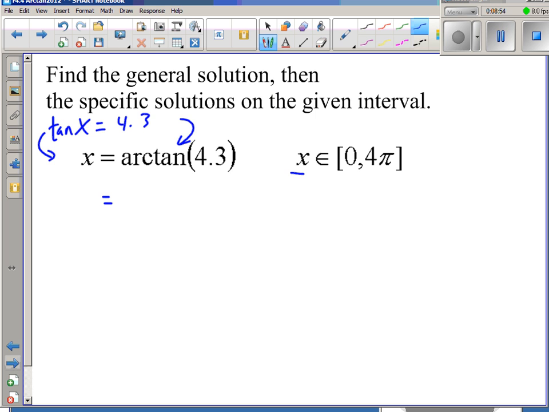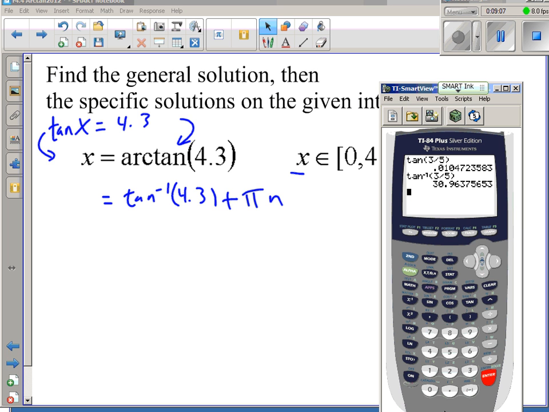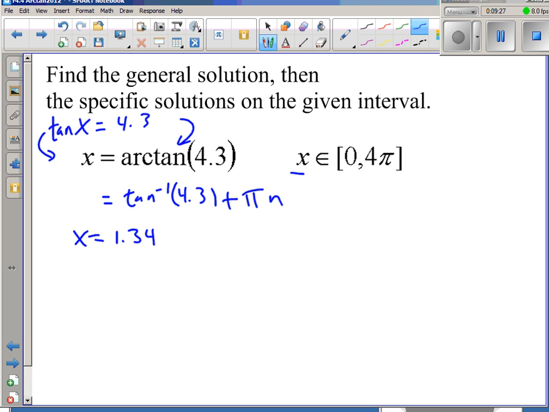Let's work with our formula here. We know that the inverse tan of 4.3 will be some value. In this case, we're going to add pi n because we're given x at an interval of 0 to 4 pi, so that's radians. I'm going to check my mode, get to radians. And I simply take the inverse tan of 4.3. I get 1.34 radians plus pi n.